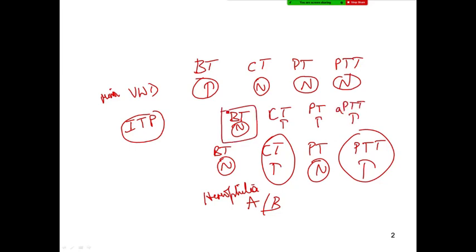So here bleeding time is normal, clotting time is prolonged, PT and PTT are prolonged. So that means which pathway is affected?